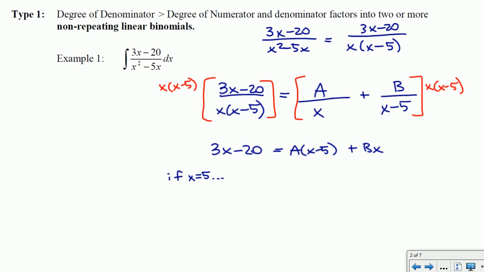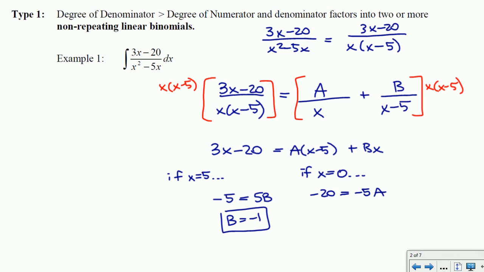Now if x = 5, 3 times 5 is 15, and 15 − 20 is −5. And on the right, we have A times 0 plus B times 5. So this gives us that B = −1. And if x = 0, on the left, we have 3 times 0 − 20, so that's −20, equals A times −5 plus B times 0, which is 0.